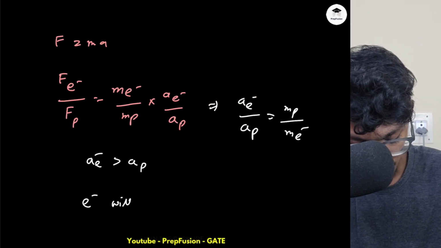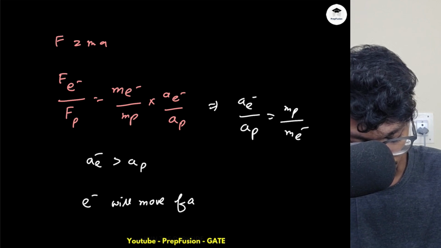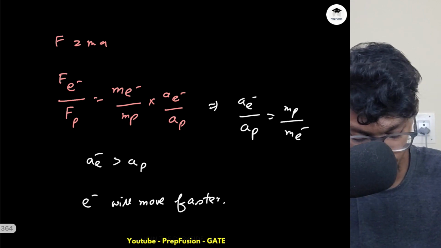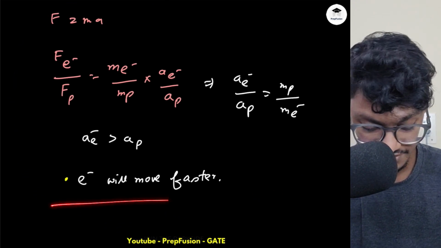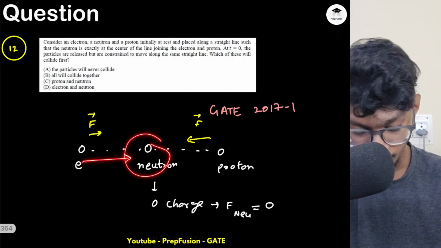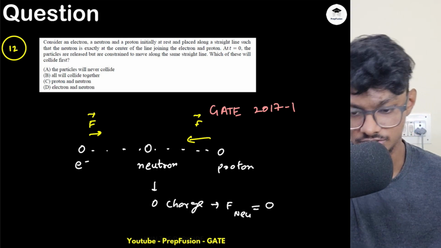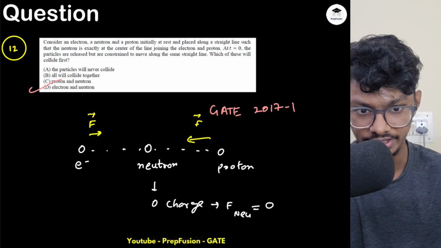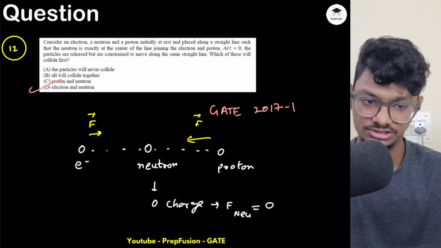Electron will move faster. So if electron moves faster, that means what? That means it will collide with the neutron faster, because the neutron is also moving but slower. So electron and neutron will collide first. Then the proton will collide, right? Then what will happen? I don't know. But electron and neutron will definitely collide first. That is for sure.